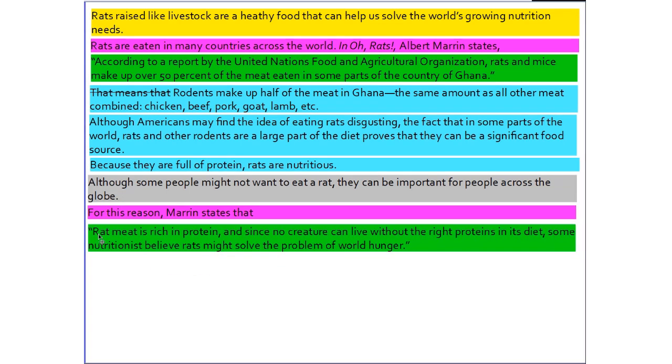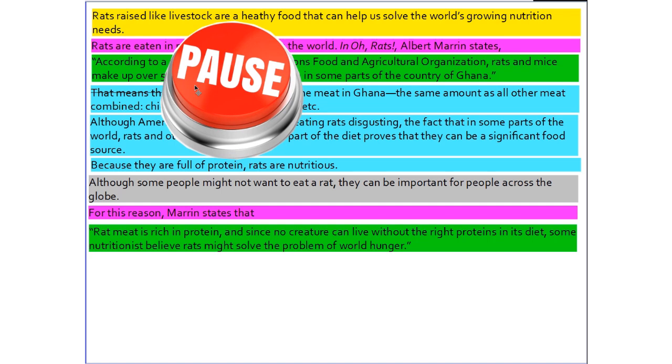Now you're just going to write your evidence right below that. Go ahead and pause and do both of those steps.